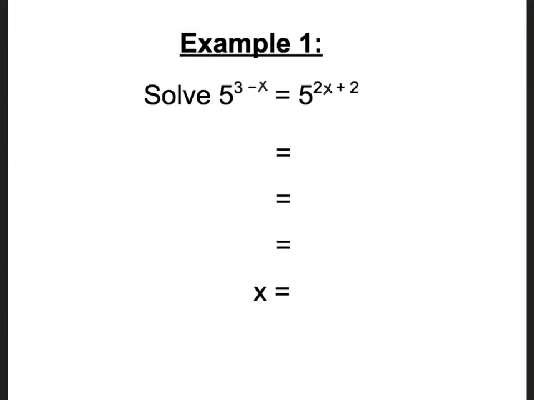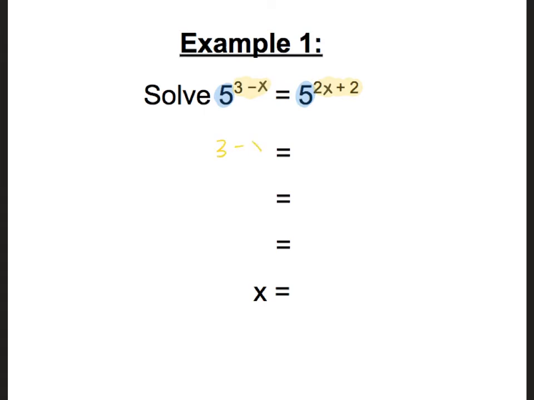Alright, our first example says solve 5 to the power of 3 minus x equals 5 to the power of 2x plus 2. Notice in this problem our base for both of our exponents is 5. If the base is the same, you can go ahead and set your exponents equal to each other and just solve for x. So I noticed we have 3 minus x and 2x plus 2 as my exponents. My bases match, so for my first equation, we're just going to set the exponents equal.